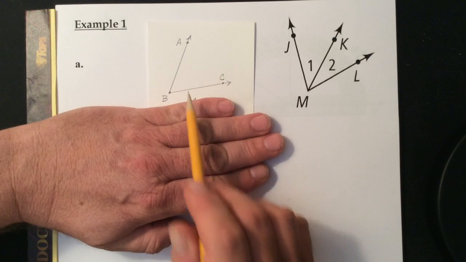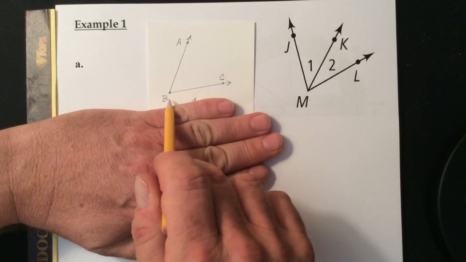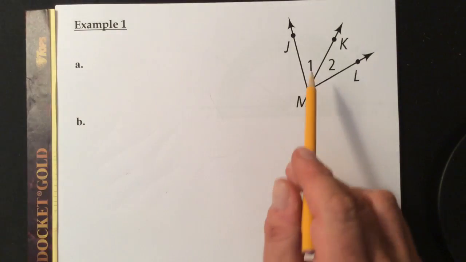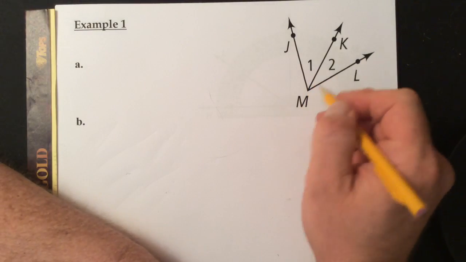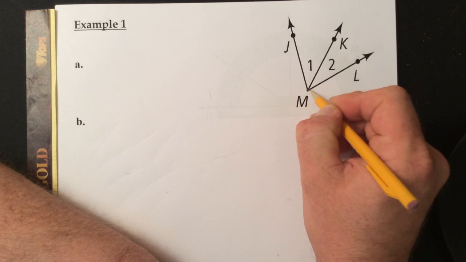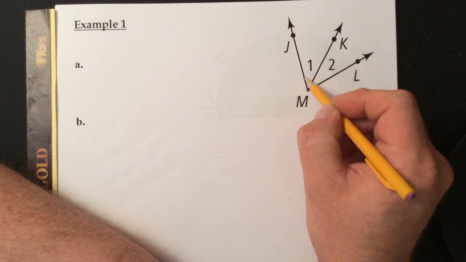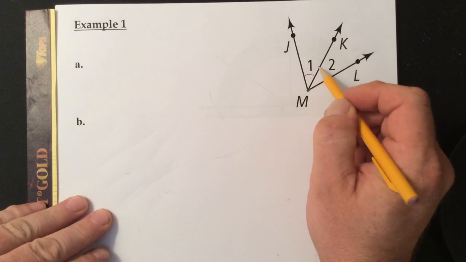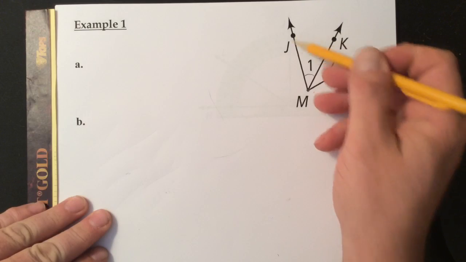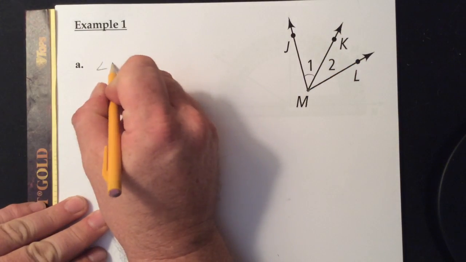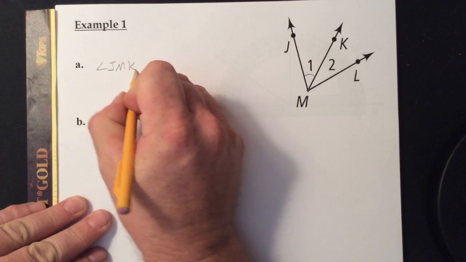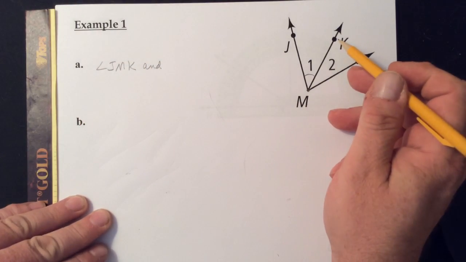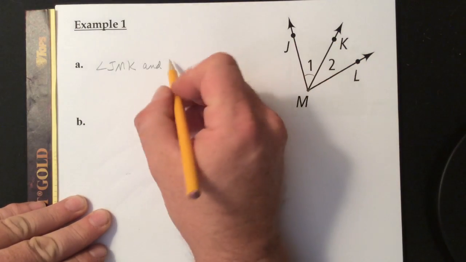If they give you an angle with only 2 rays like this, you can go ahead and call it angle B. But for this angle here, angle 1, has another angle associated with the vertex at M. So when we name this angle right here, they wanted 2 other names for angle 1. We can name it angle JMK, and we can name it angle, and just go the other way around, KMJ.